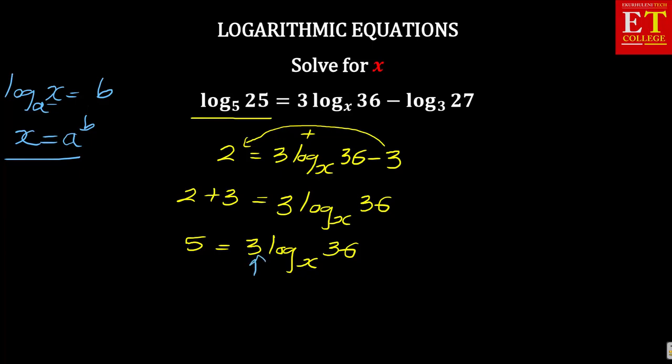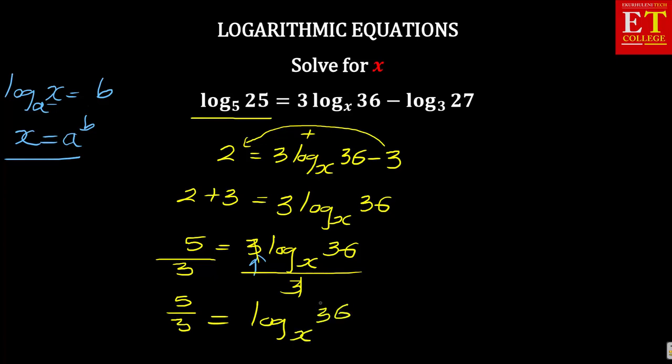So you need to first divide everything. You must divide it by a 3. Even here, everything you divide by a 3. So if you divide everything by a 3, what you're going to have is 5 over 3 is now equal to log base x of 36. I hope it is clear.